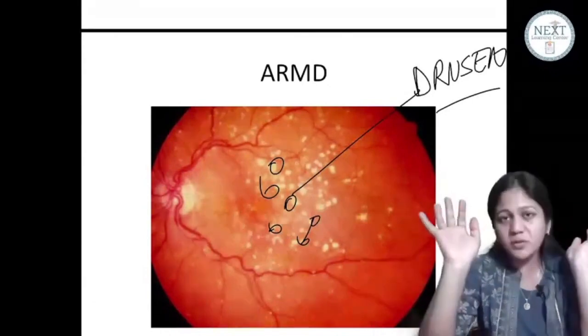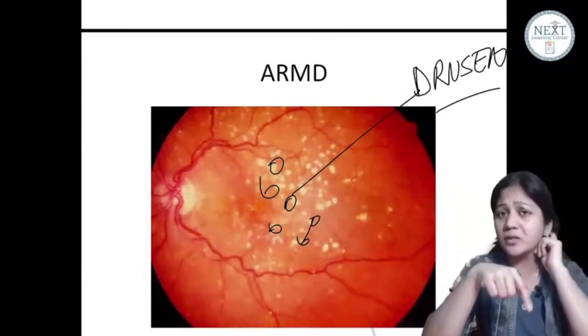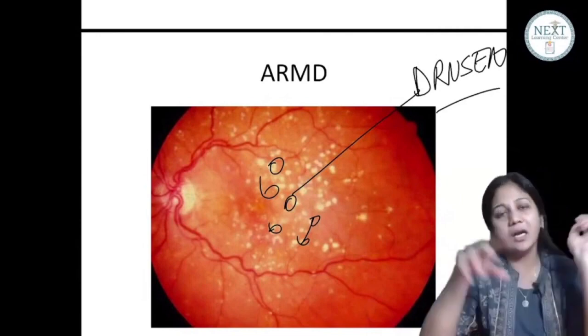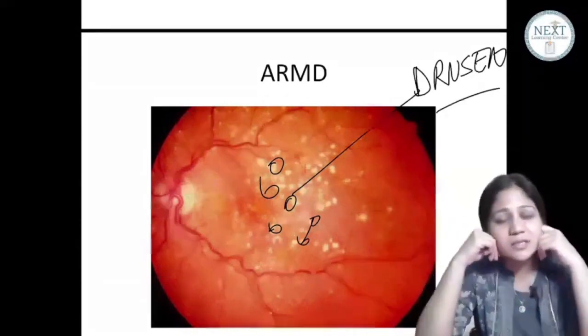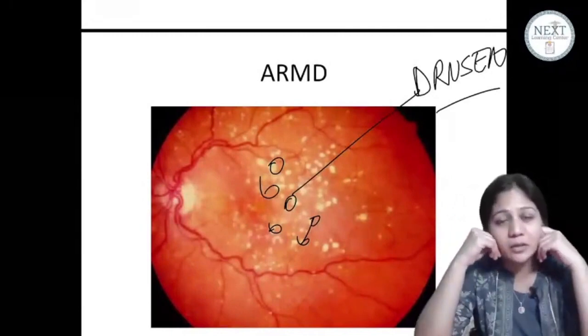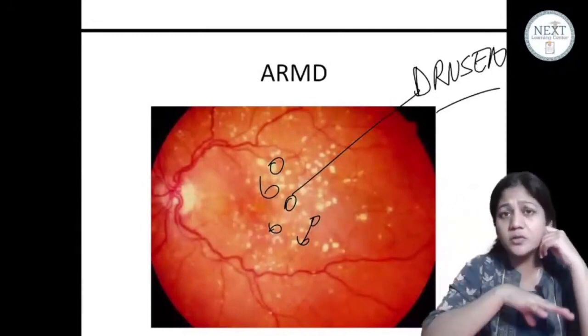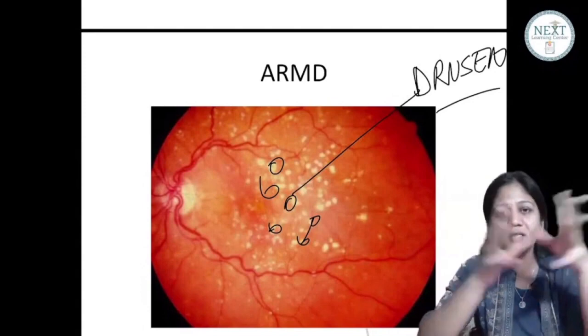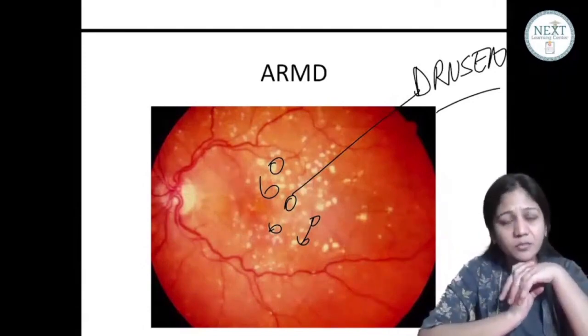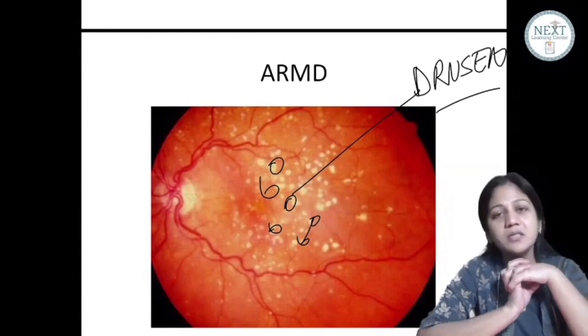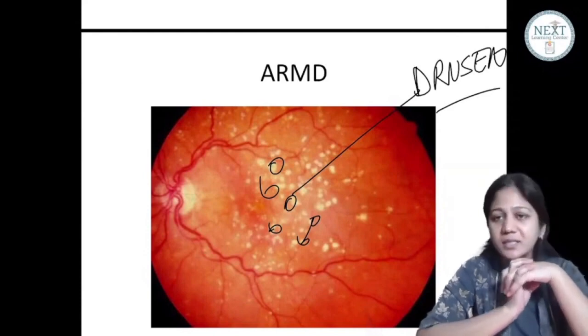वैसे आपको नहीं पूछेंगे, बट फिर भी अगर पूछा तो ये क्वेश्चन हिस्ट्री बेस्ड होएगा. अगर वो पूछ रहे हैं कि there is a very old man who is coming to you with a central decrease in vision, this is the picture, what is the diagnosis, then you can say they are drusen of ARMD. But if the question says there's a 55-year-old male who has a central decrease of vision, there's a history of diabetes since 15 years, then it is CME.